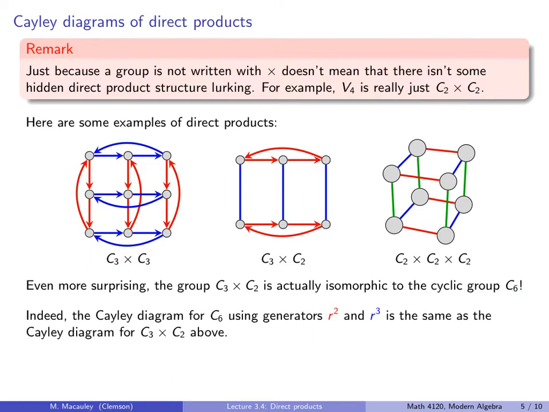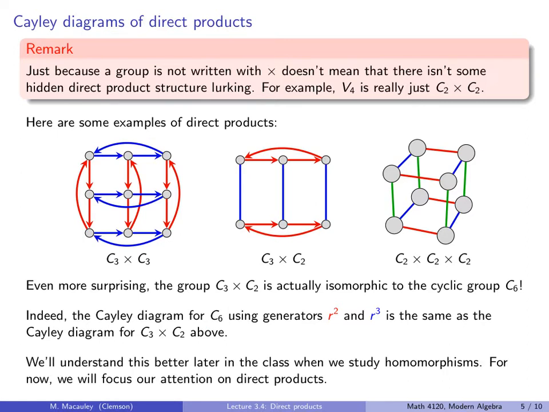If you're having trouble seeing why that's the case, note that the Cayley diagram for C6, if I use generators r squared and r cubed, is the same as the Cayley diagram for C3 cross C2 above. We'll understand this better later in the class when we study homomorphisms. But for now, we want to focus our attention on direct products.